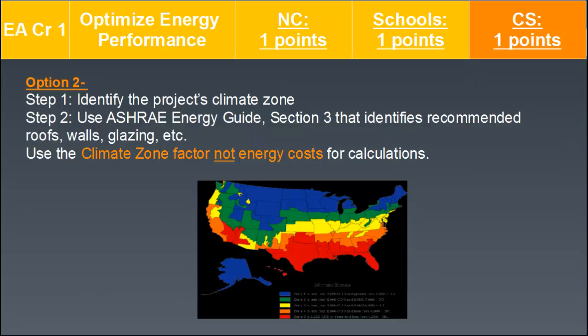Option 2, more of a prescriptive path. It first identifies the project's climate zone. Use ASHRAE Energy Guide Section 3 to identify recommended roofs, walls, glazing, and other building components. And you want to use the climate zone factor, not energy costs, for calculations in this case. This map shows the various climate zones.